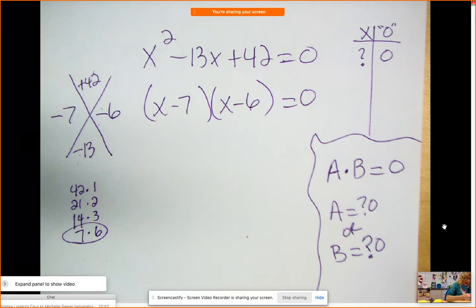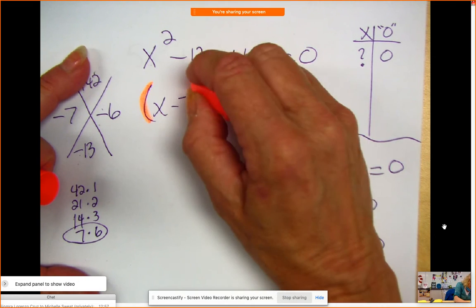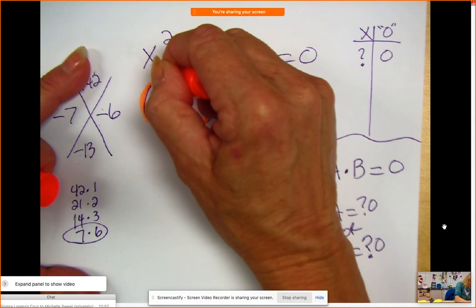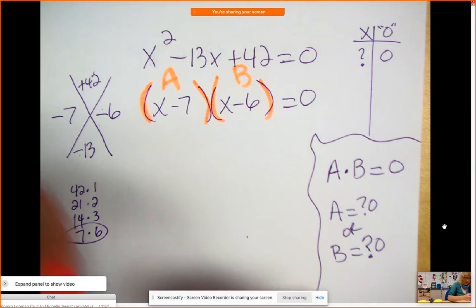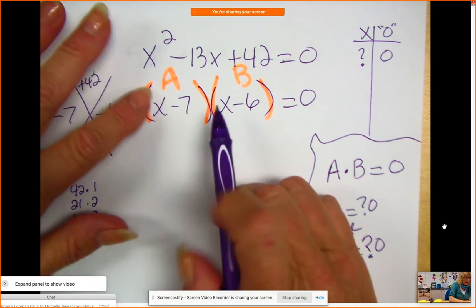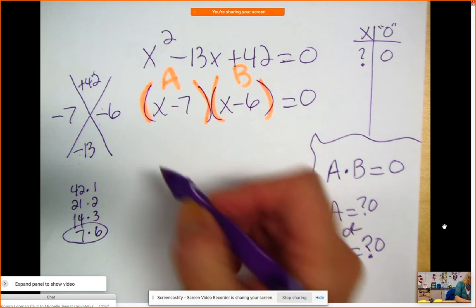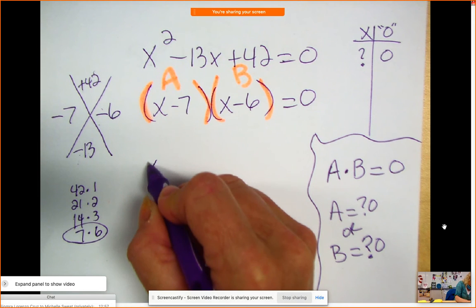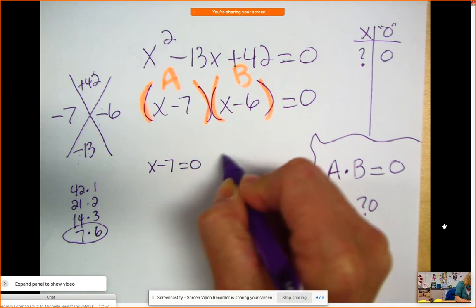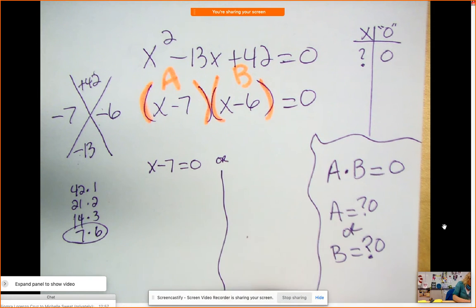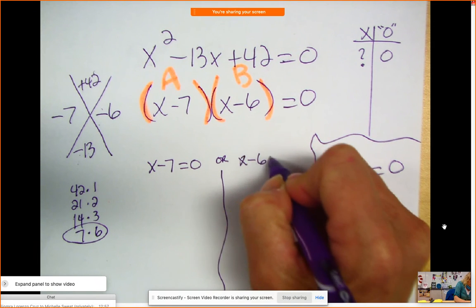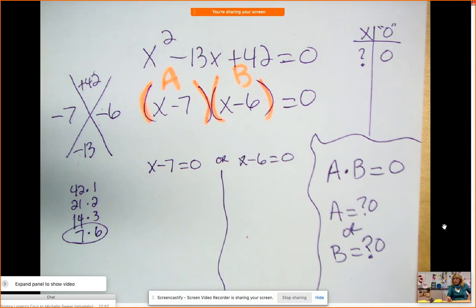Okay, so now I have something times something. It's kind of like saying, hey, here's A and here's B. Okay, they're multiplying each other. Well, either this is equal to 0, this A, or this is equal to 0. So you can solve both of these. You can say x minus 7, either this equals 0, or x minus 6 equals 0. One of them has to be a 0 for this to be a true statement.